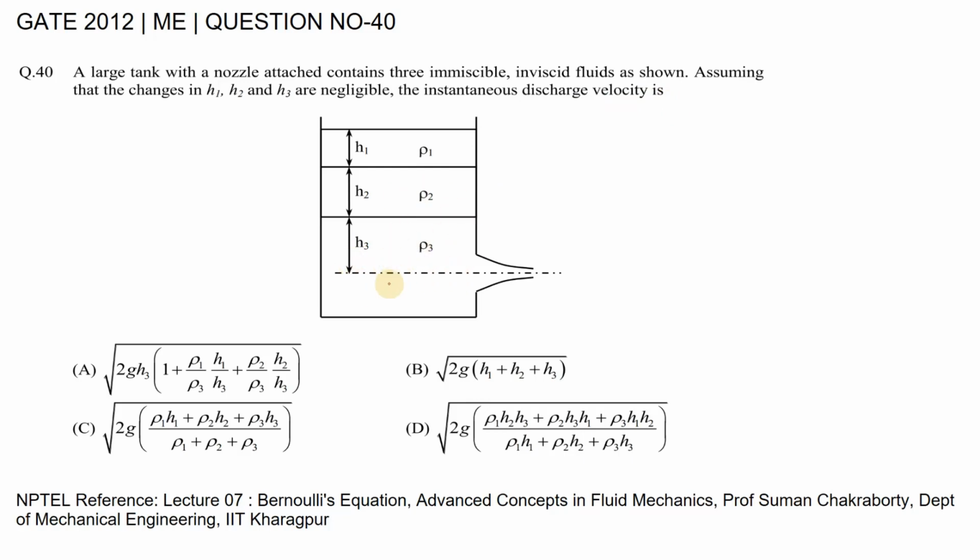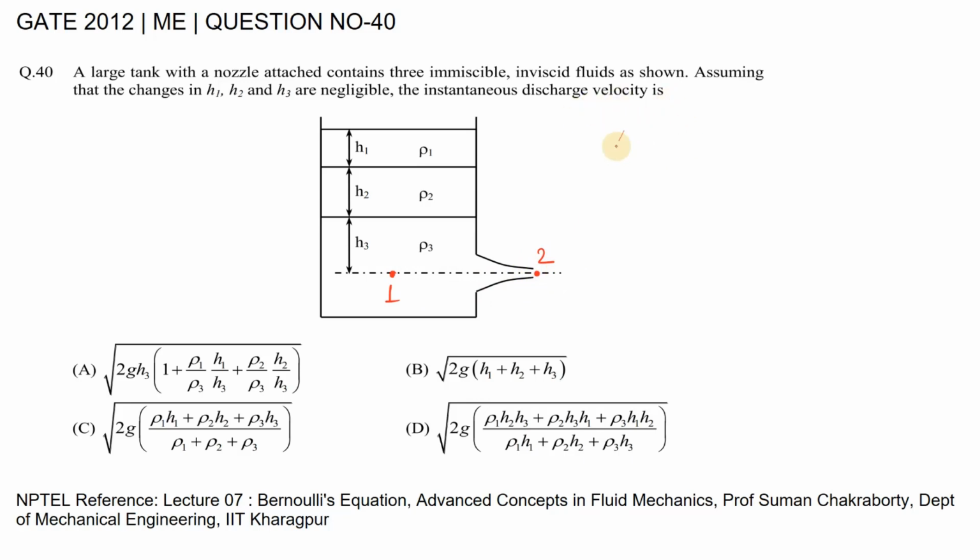So what we can do, we can assume this line as the datum line. Let's say this is point 1, and at the exit, this is point 2. Okay, so we can apply Bernoulli's theorem between these 2 points so that we can get the instantaneous discharge velocity, that is the velocity at point 2.